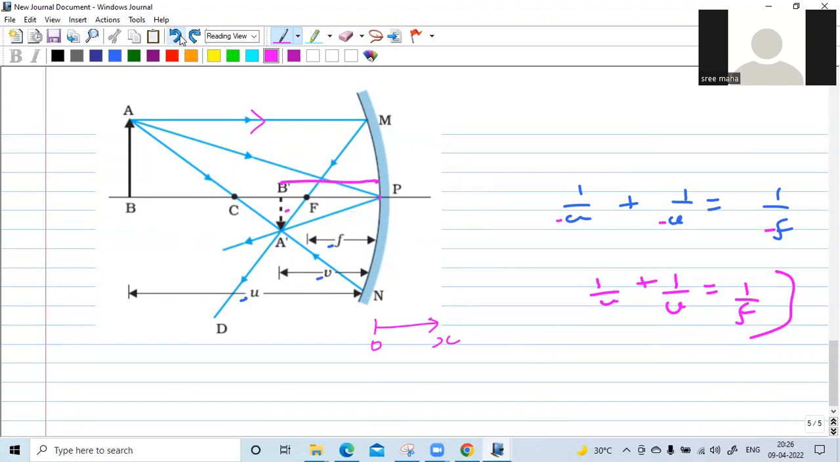Inverted or erect will not come in NEET, but see, if you take this point A, you just have to find the image of point A and the image of point B. The image of point A will come here, A prime, and the image of point B will come here, B prime. Or if you take another point here, say A1, its image will come here, A1 prime. And the direction of the image is from A1 to A.